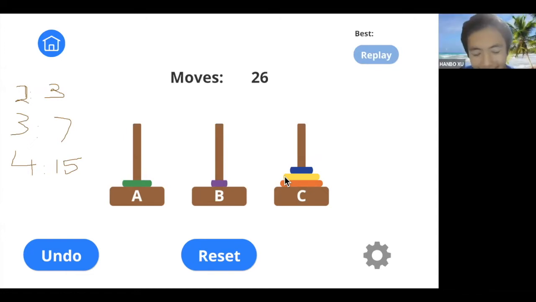Hey, Kathy, just real quick, a thought. You want to move the green ring to C, right? Right now, when you move purple to B, you have to move the blue ring to C, so it's blocking the green ring. Maybe try moving the purple ring to C and see what happens.